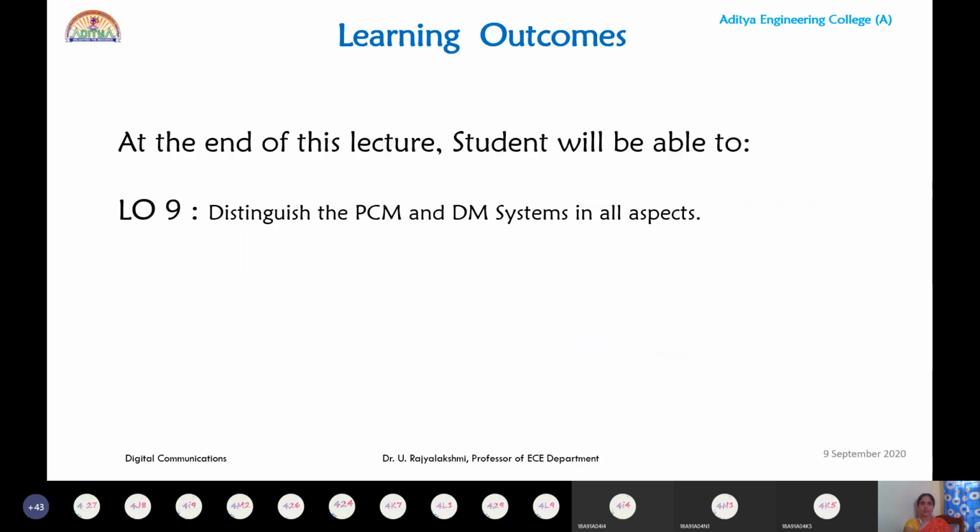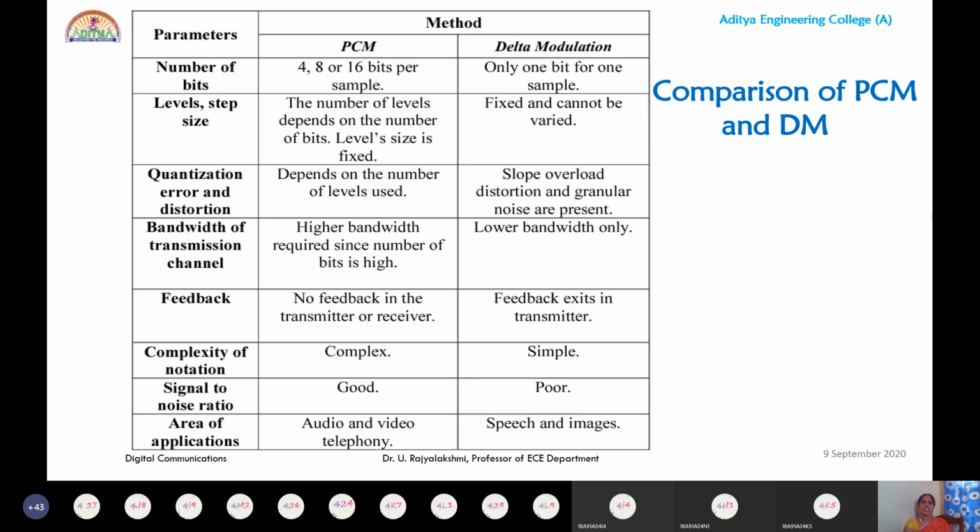After completion of this module you should be able to distinguish PCM and DM. I think you may be able to distinguish them even now, but we can see some more factors here. Let us first see the comparison of the traditional PCM and the traditional delta modulation technique. You can call this delta modulation also linear delta modulation.